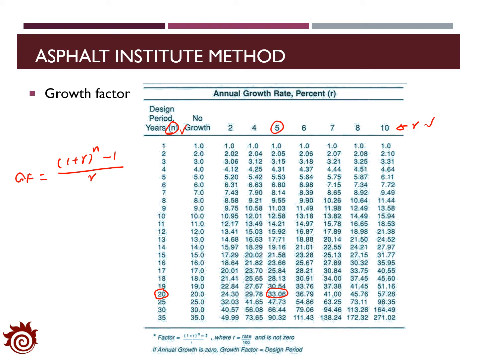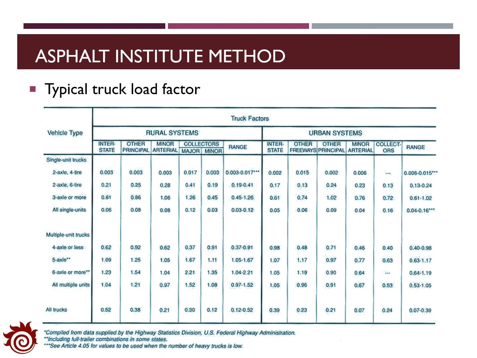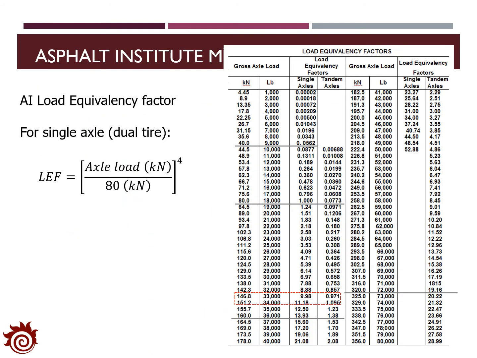33.06. The table here shows some typical truck load factors for different vehicle types, including the single unit trucks and multiple unit trucks. Also, the truck factor is related to the type of the road. The factors on the rural roads and urban roads are very different. In the AI method, we also need to apply the load equivalency factor, LEF, to identify the damage caused by each pass of the traffic load.